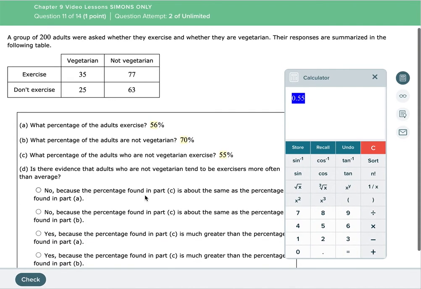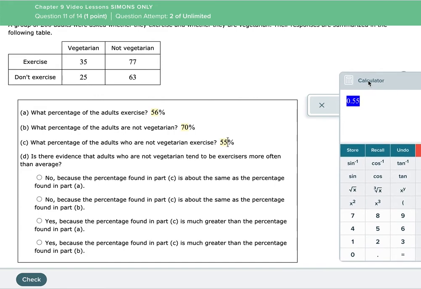So is there evidence that adults who are not vegetarian tend to be exercisers more often than average? Well, it's saying the percentage of everybody is 56, but for people who are not vegetarian, it's 55. So is there evidence that people who are not vegetarian tend to more often be exercisers than everybody else? Well, no. In fact, it's 1 percentage point low. But in the grand scheme of things, it's about the same, right? So it's going to be no. It's not going to be either of these yeses, because the percentage found in part C is about the same as the percentage found in part A.